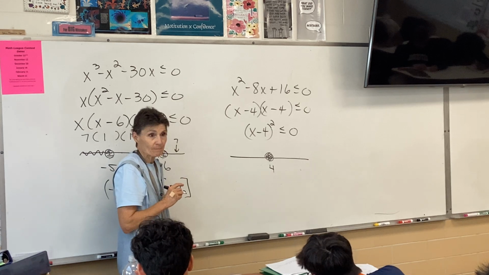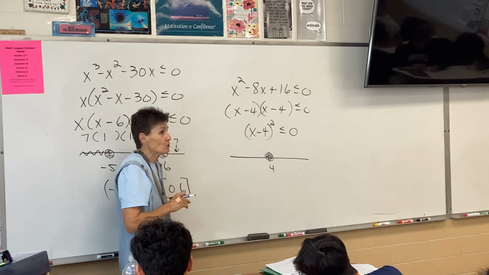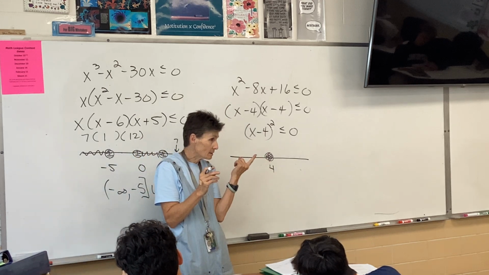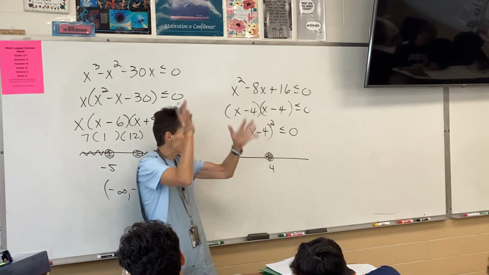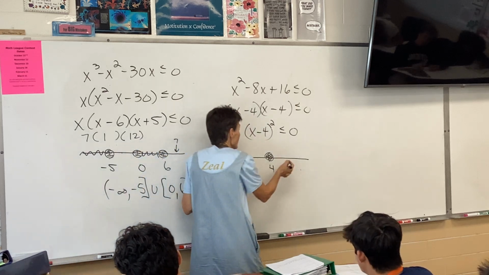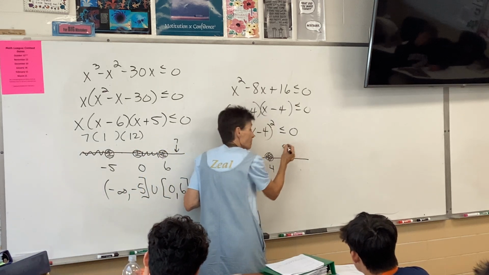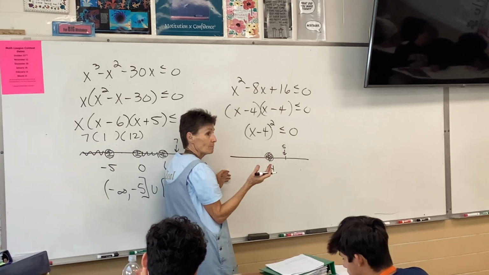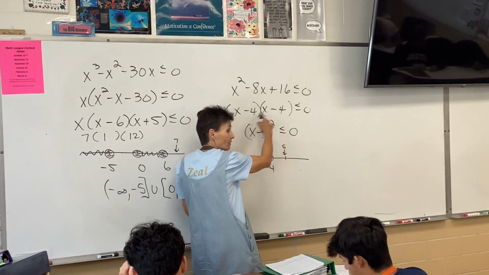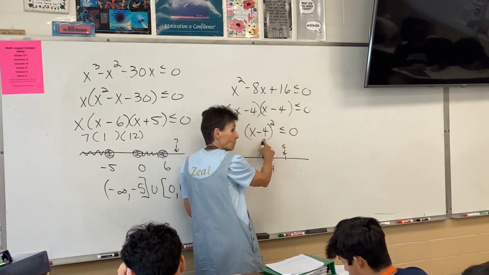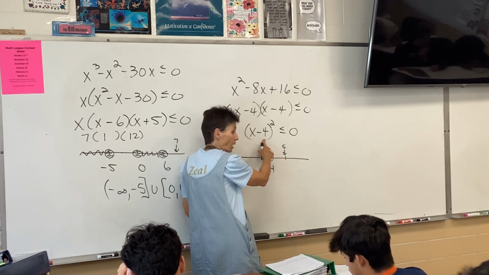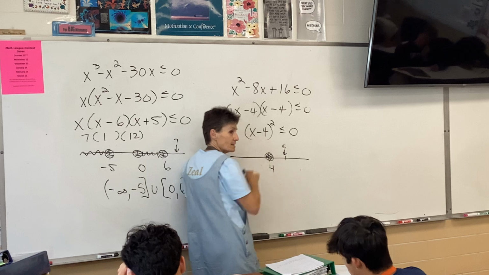Would you agree with that? I have no idea where to shade. I can't do outside inside because I only have one dot. I have this squared, which means nothing alternating works, so I have no choice. I'm going to pick a number over here, like maybe 5, and see if it works. If I put in 5, 5 minus 4 is 1, and 1 squared is 1. Is 1 less than 0?